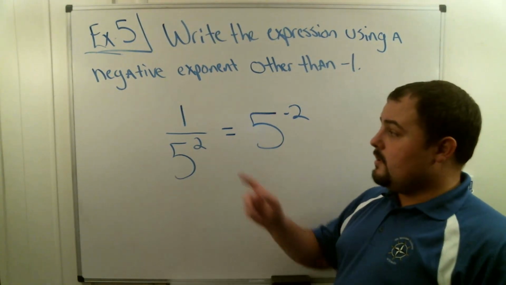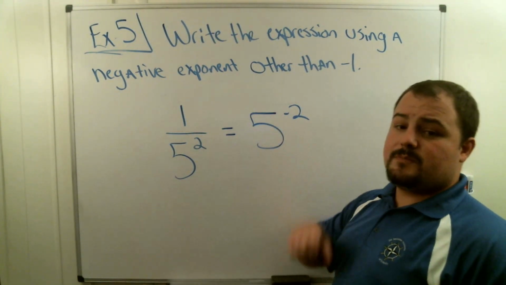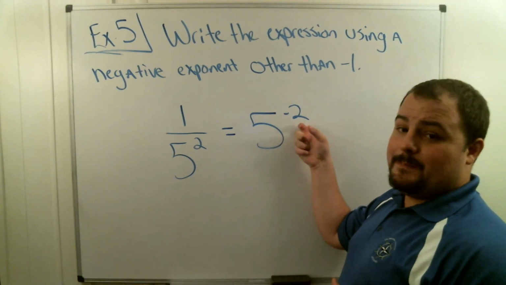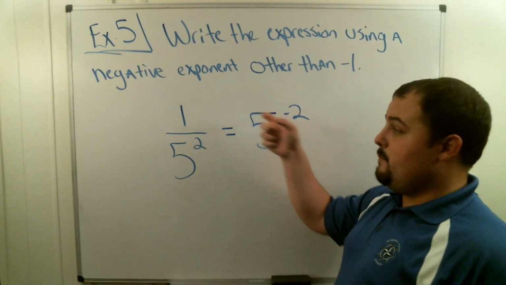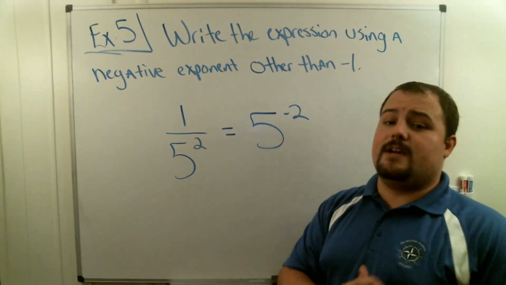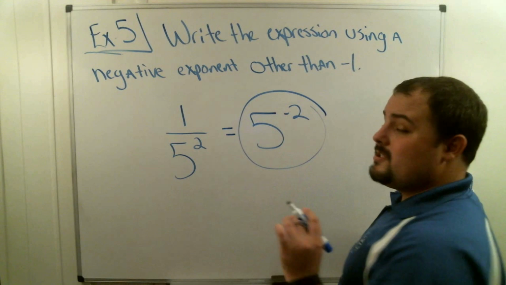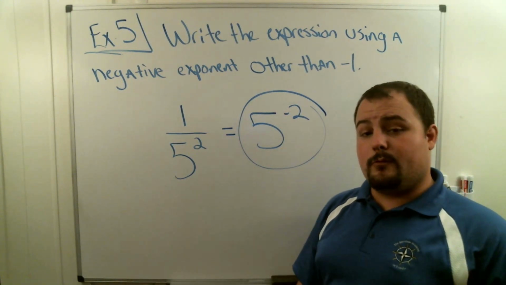All we have to do is take away the 1 and change the exponent back to negative, because we know that if we had 5 to the negative second power, and we wanted to make it positive, we'd put a 1 on top and rewrite it as 5 to the positive second power. So in this case, this is our answer. Notice our exponent is something other than negative 1.